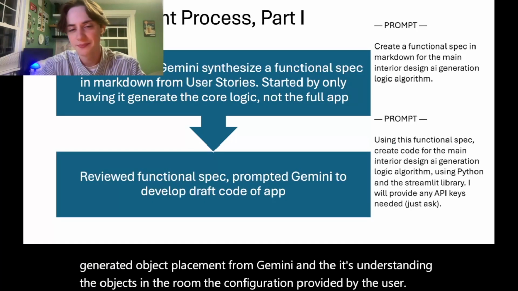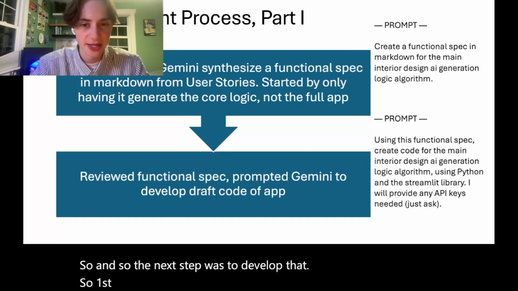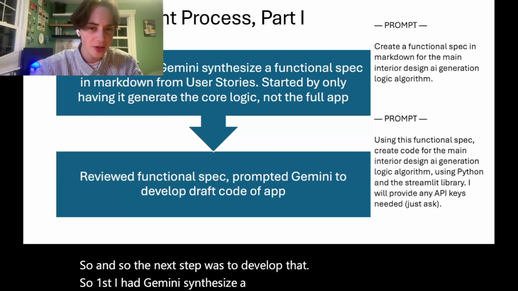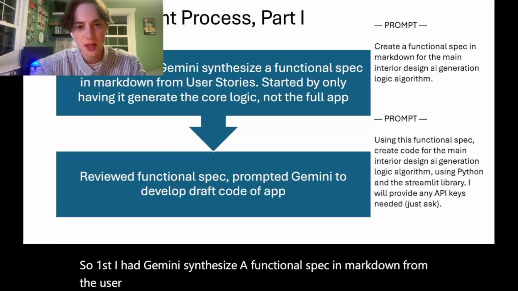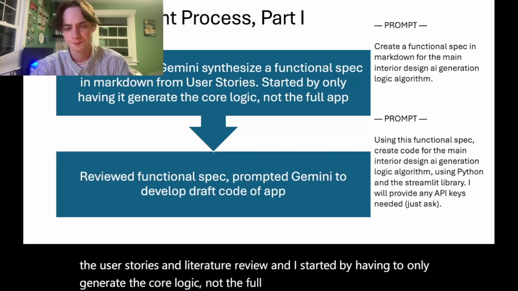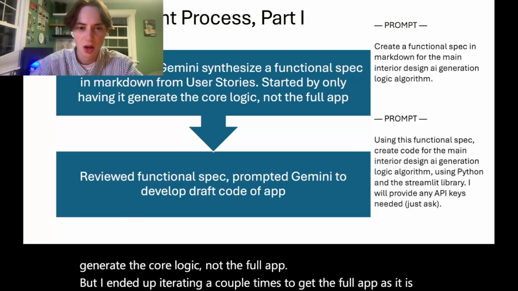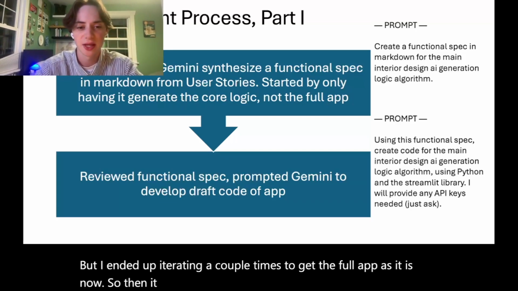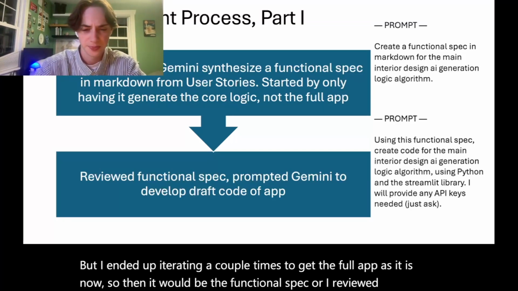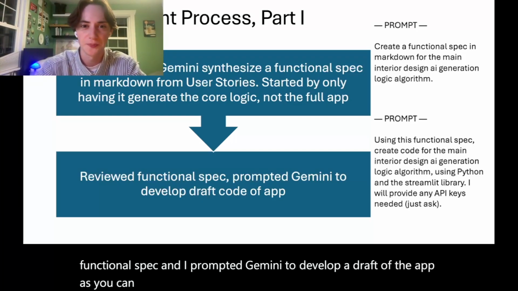So yeah, the next step was to develop that. First I had Gemini synthesize a functional spec in Markdown from the user stories and the literature review. And I started by having it only generate the core logic, not the full app. But I ended up iterating a couple times to get the full app as it is now. Then I reviewed the functional spec, and I prompted Gemini to develop a draft code of the app, as you can see with these two prompts here.